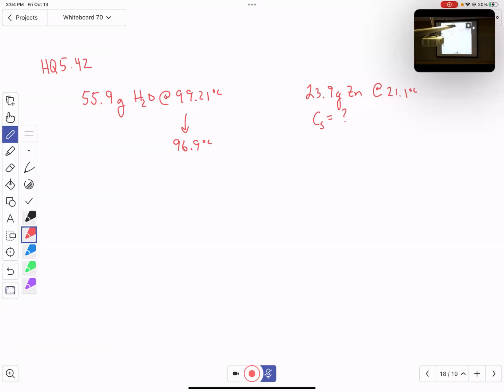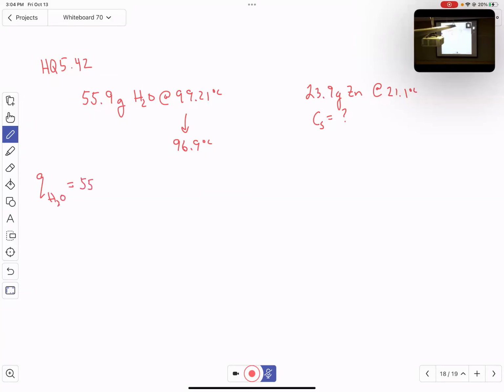So we have to do Q equals MC delta T twice here. Once for the water. We find that energy that the water lost, and that's going to help us find the energy that the zinc gained. So Q for the water first.